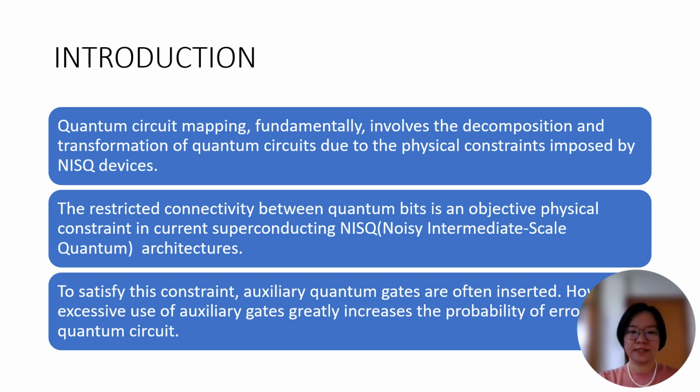The restricted connectivity between quantum bits is an objective physical constraint in current superconducting NISQ architectures. To satisfy this constraint, auxiliary quantum gates are often inserted. However, excessive use of auxiliary gates greatly increases the probability of errors in the quantum circuit.